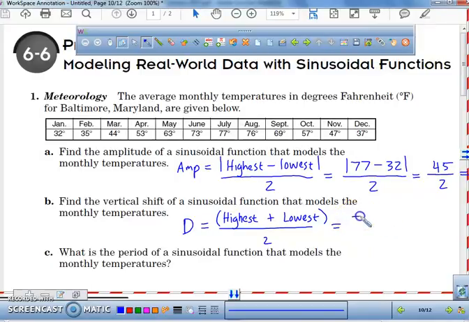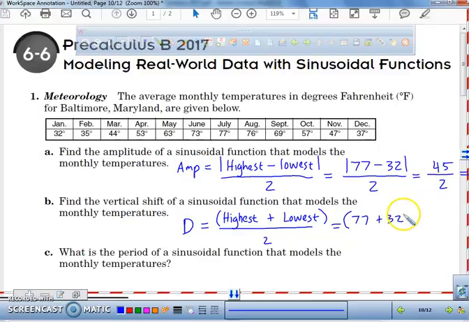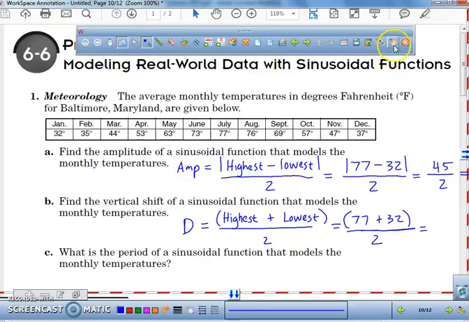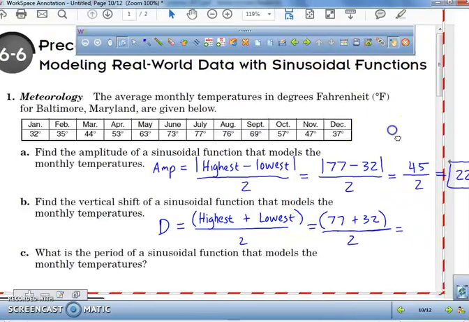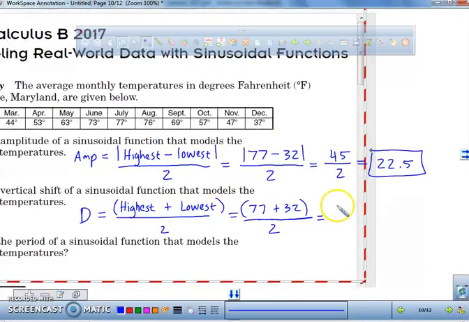So here we have what? We got 77 plus 32. We're going to add those together and then divide by 2. Let's see, what does that give us? It gives us 109, right? We get 109 divided by 2. So our D value is what? 54.5. Very good.